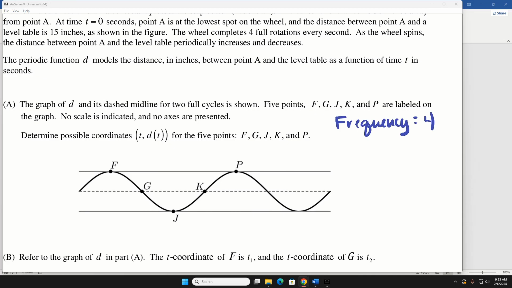So what do you guys think about the period? Like, how long is it going to take for one rotation? Quarter. 1/4. The period is always going to be the reciprocal of the frequency. And we will talk about that again. But the period in this case is going to be 1/4, which I'm going to do this one using fractions.